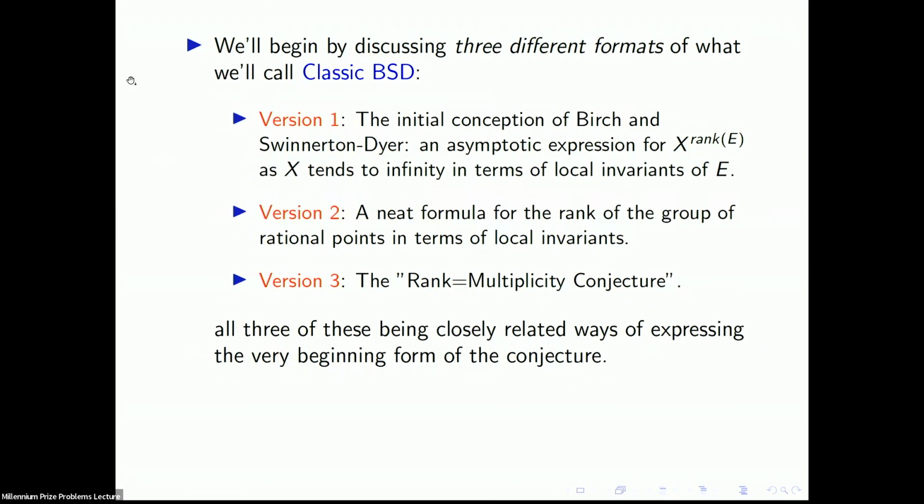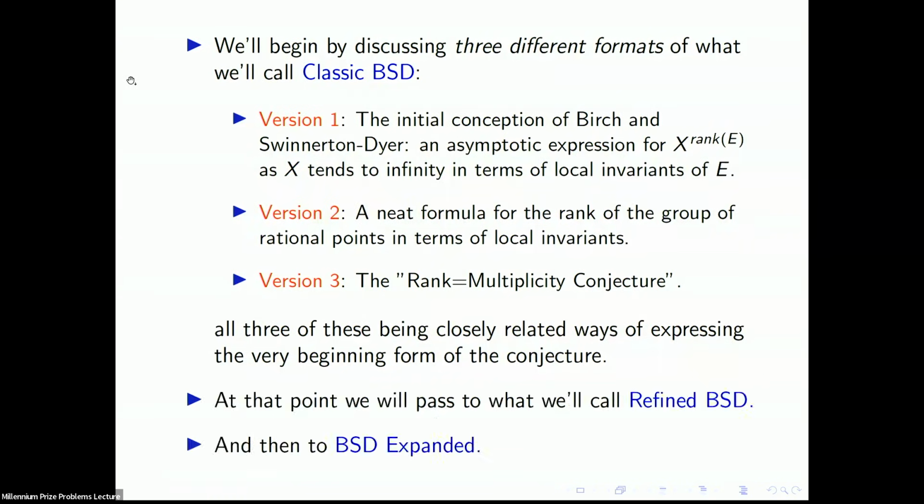Version 2 is similar, but it's a much neater formula. It's something you might be tempted to look at more closely for the rank of the group of rational points, also in terms of local invariants, but with a twist here. And version 3 is a structural statement. That doesn't have a standard name, but I'll call it the rank equals multiplicity conjecture. And all 3 of them are very close to each other, and they're closely related ways of expressing, as I say, the beginning form of the conjecture.